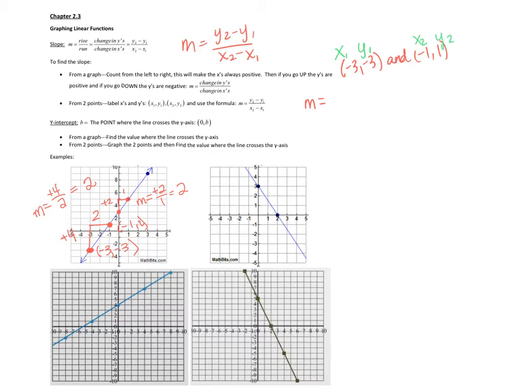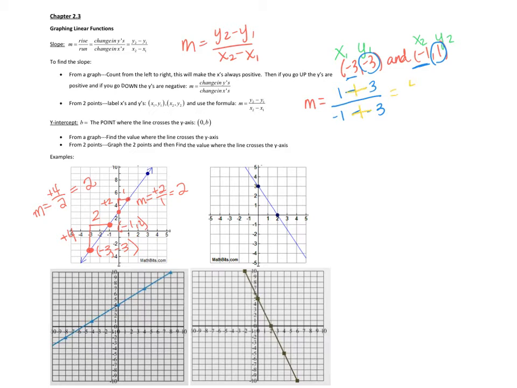All right, so I'm going to use my formula now. My formula says that I'm going to take y2 minus y1 divided by x2 minus x1. Okay, so now that I've got it set up, I'm going to do the math on this. So remember, 2 negatives are going to make a positive there.